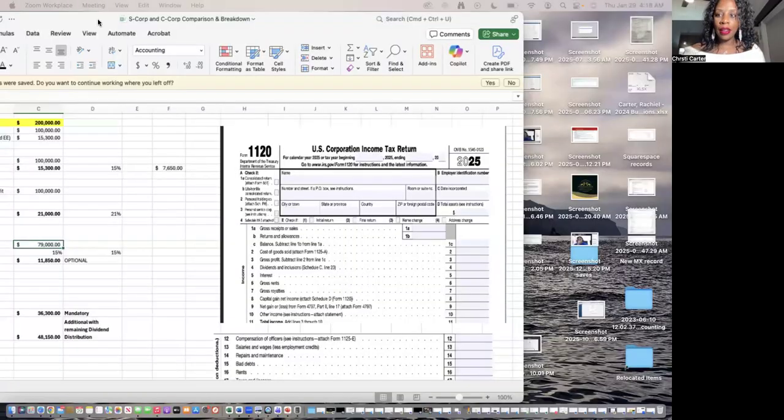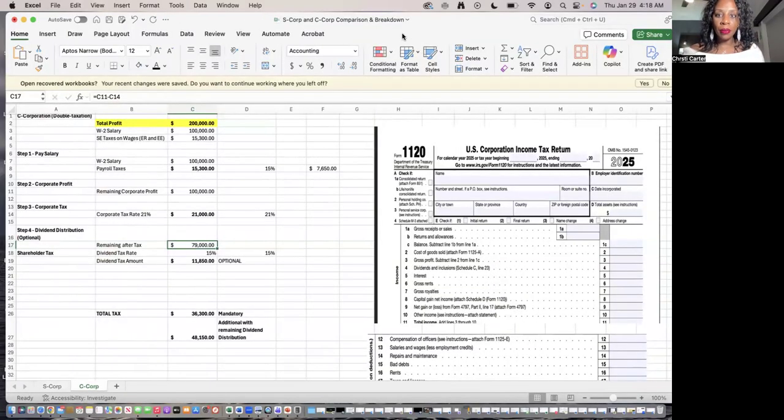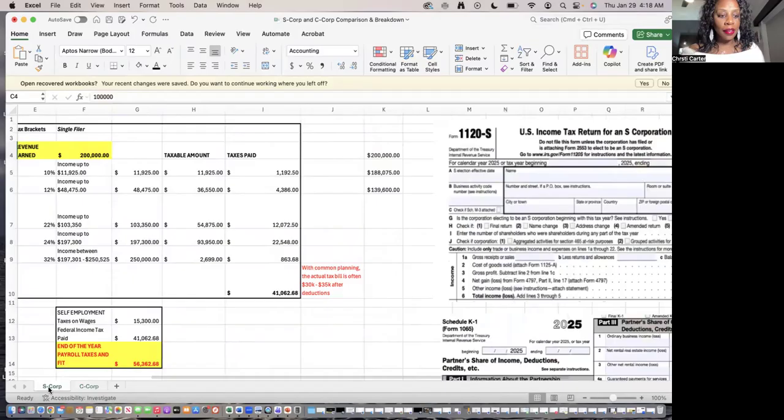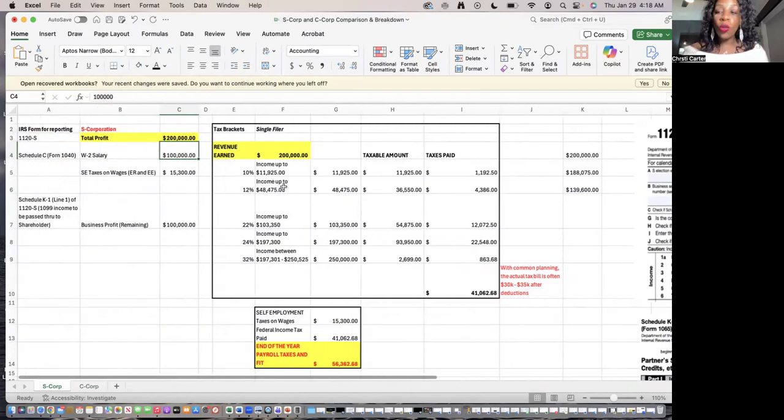First thing I'm going to do is share my screen so that I can show you exactly what I am talking about. Okay, so I created a spreadsheet that outlines a C Corp and S Corp structure. So I'm going to give a scenario. Let's say that you created a business, you received $200,000.